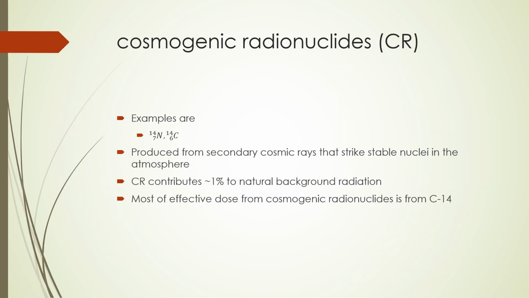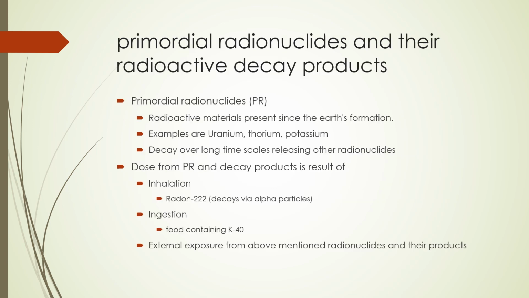Cosmogenic radionuclides are the second source of natural background exposure. These are formed when secondary cosmic rays collide with stable atmospheric nuclei like carbon and nitrogen to form radioactive isotopes of these two elements. Although many different cosmogenic radionuclides are produced, they contribute very little to natural background radiation. Most of the effective dose caused by cosmogenic radionuclides is from carbon-14.